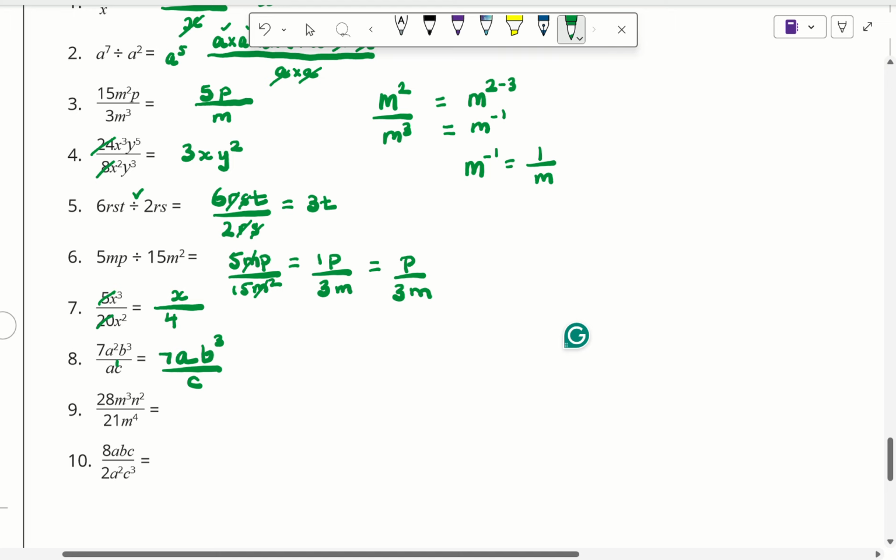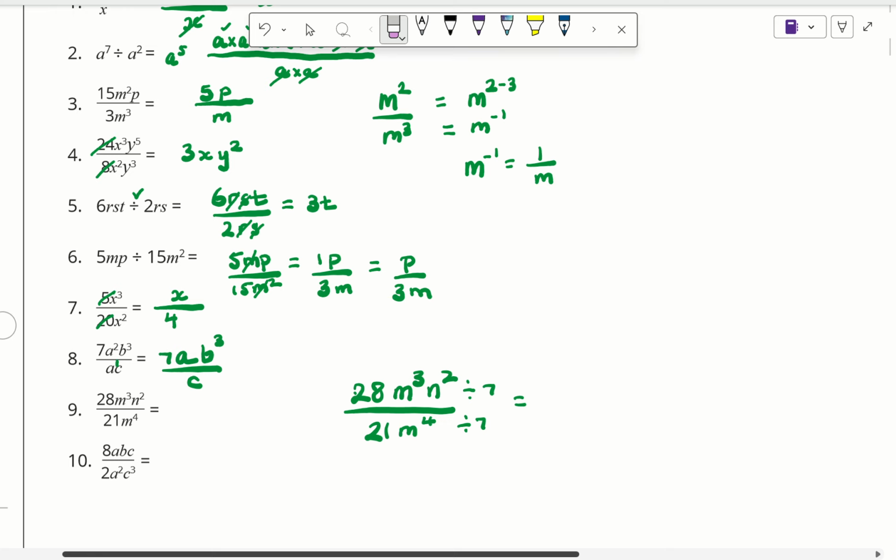If I have this one over here, 28m cubed n squared divided by 21m to the power of 4. We want to simplify by, what's a number which goes into 21 and 28? Well, that's going to be 7. So let's divide top and bottom by 7. When I do that, 7 goes into 28 4 times, and it goes into 21 3 times.